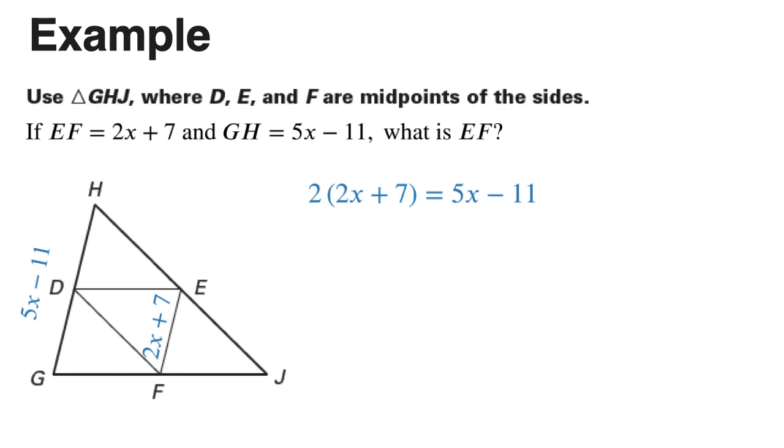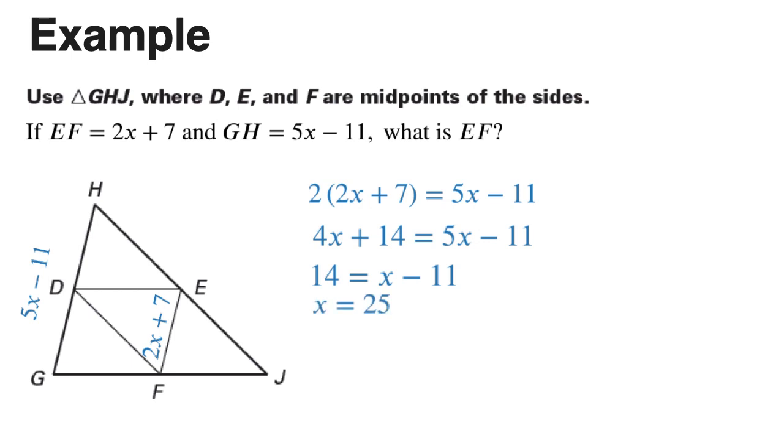Let's apply the distributive property. 4x plus 14 equals 5x minus 11. Now solve that equation for x. There's an x on both sides of the equal sign. Let's subtract 4x from both sides. We get 14 is equal to x minus 11. We want to get x by itself. 14 is equal to what number minus 11? Let's add 11 to both sides. x is equal to 25.